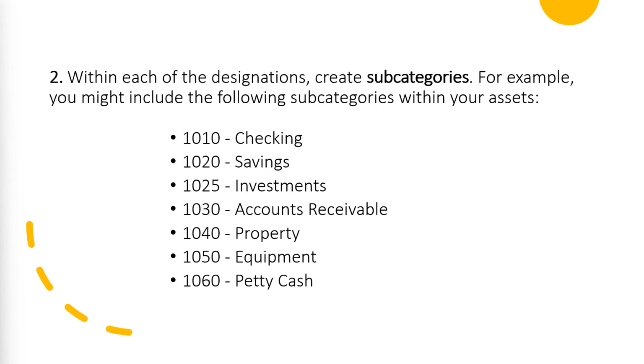Next, create subcategories under each account to give more detail. For example, assets could be divided into checking accounts, savings accounts, investments, accounts receivable, property, equipment, and petty cash.